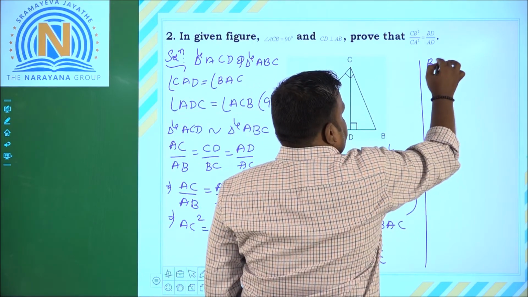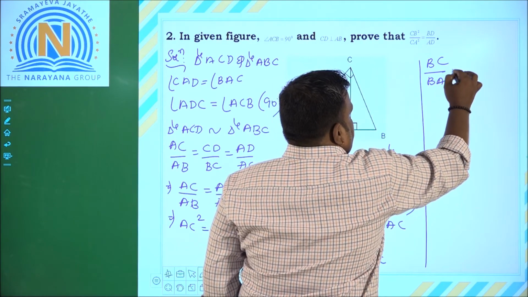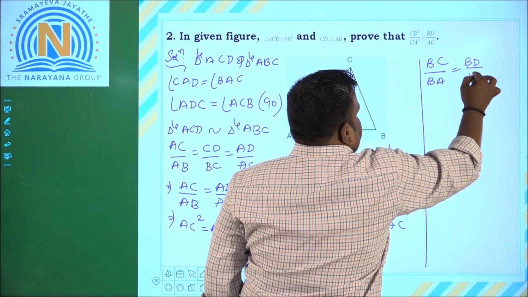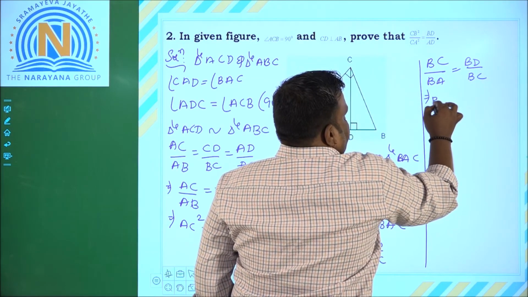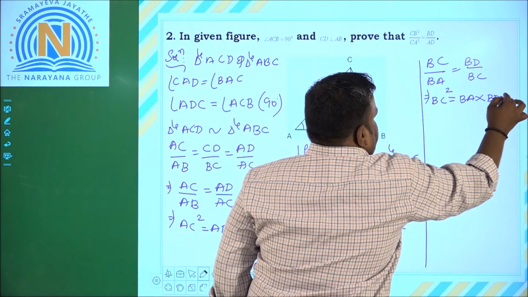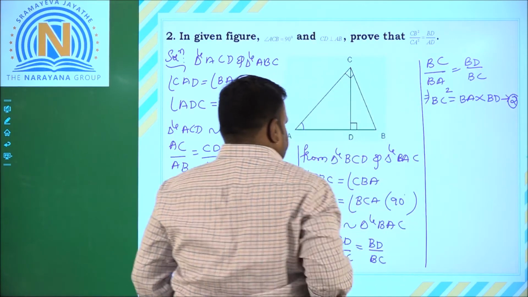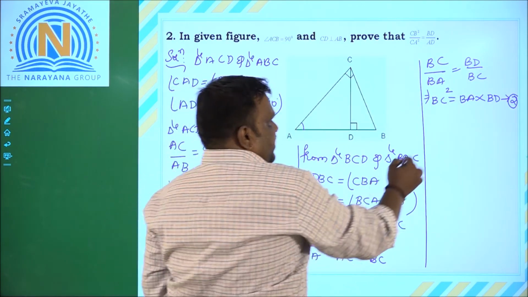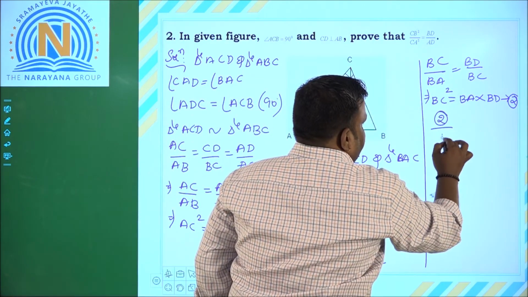So BC by BA is equal to BD by BC. On cross multiplying, BC square is equal to BA into BD. Name this as second equation. Now 2 by 1, second equation divided by first equation.